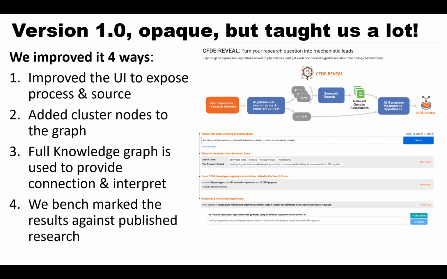That's really important. We added cluster nodes to the graph, just in summary, and I'll talk about that in more detail. And we have a full knowledge graph that I want to describe to you. That's the backbone behind what you're querying. And what's most important is that we benchmarked this. We asked: if you had this before you produced your paper, could Reveal have helped you find some of the primary claims in your paper? I think that's the exciting part that I'll get to shortly.